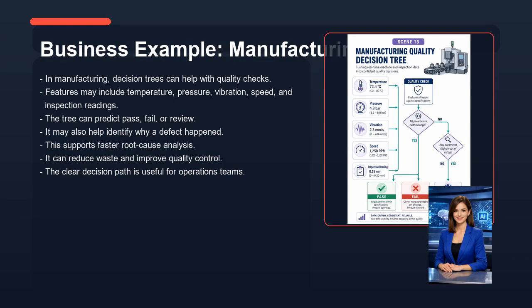Now let's look at business example, manufacturing quality. In manufacturing, decision trees can help with quality checks. Features may include temperature, pressure, vibration, speed, and inspection readings. The tree can predict pass, fail, or review. It may also help identify why a defect happened. This supports faster root cause analysis. It can reduce waste and improve quality control. The clear decision path is useful for operations teams.